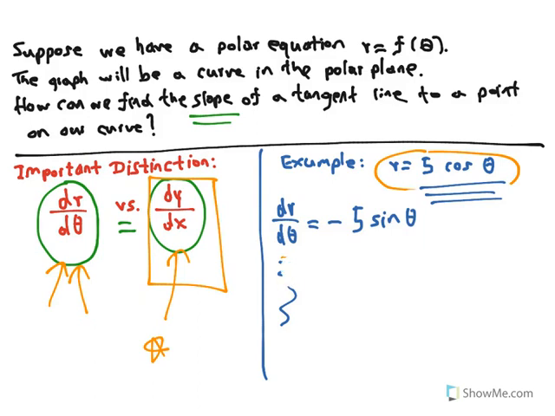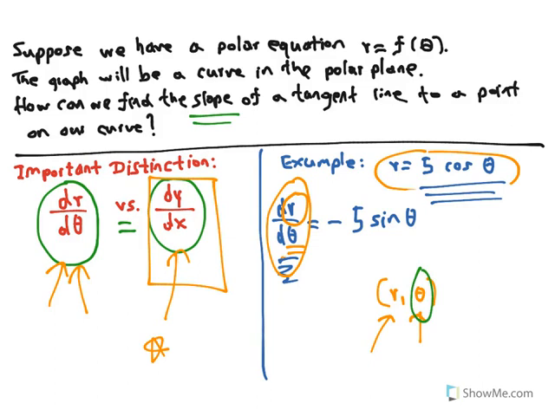But the important thing for us is to understand the significance of dr d theta. It is the rate of change of r with respect to theta. In polar coordinates, we have r, theta, and we know that r tells us the directed distance of a point on our curve from the pole, and theta is the directed angle from the polar axis. So this is saying how fast a point on the polar curve is either moving away from the pole or moving towards the pole for each unit of change in theta.